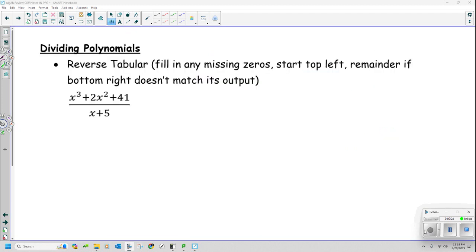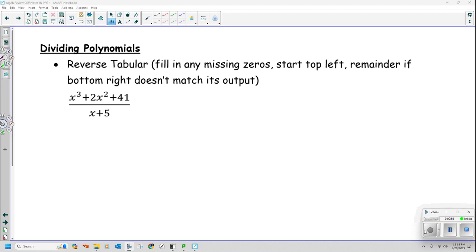I used to teach two different ways. I used to teach reverse tabular, which is what we're going to cover today, and then I used to teach just the old-fashioned long division way. Every year I taught both ways. In a class of 25, one or two kids would always do long division. The rest would do reverse tabular. And it just started to overpower the population. So that's all I teach now, reverse tabular.